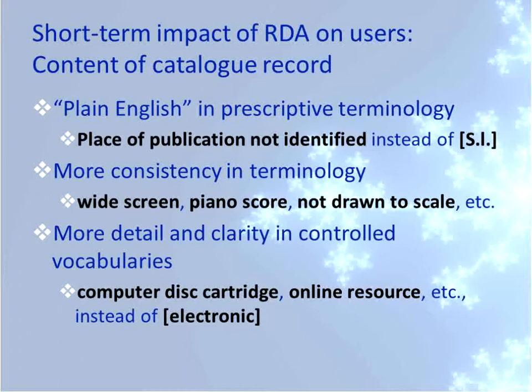user-friendly versions of them. So we have computer disk cartridge instead of perhaps mini disk. So it's a generic term for things like mini disks, online resource, etc. Instead of just the general material designation electronic, again enclosed in the ubiquitous square brackets, which doesn't really convey much detail about the general nature of the carrier of this information to the end user. So there's more detail and clarity in these controlled vocabularies.